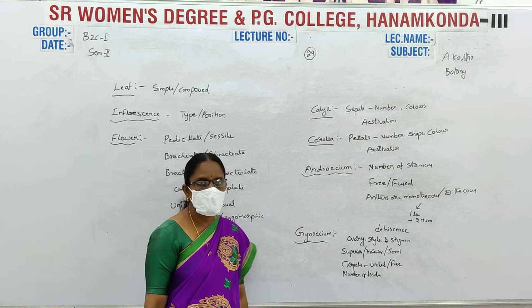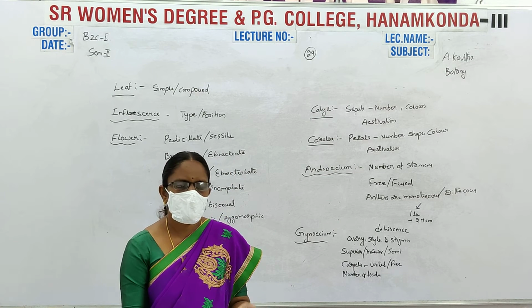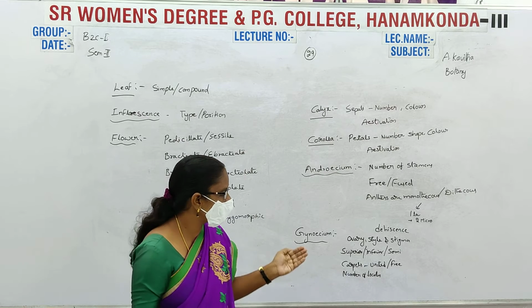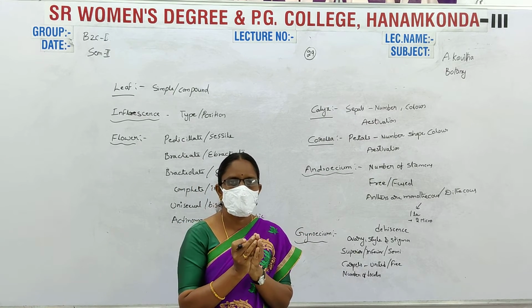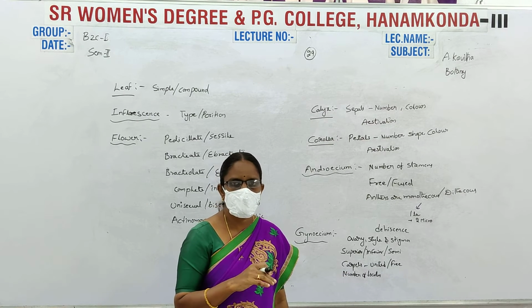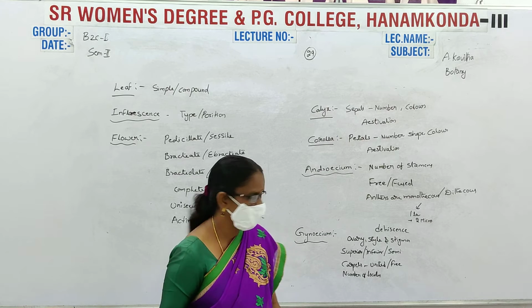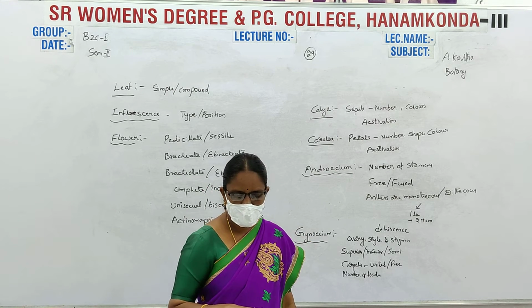And next, after the locule, the style and stigma. In some flowers, the style is very short and thick. In some flowers, the style is long and thin. And next one is the stigma. Stigma shape is also different in different types of flowers. This is the androecium and gynoecium.